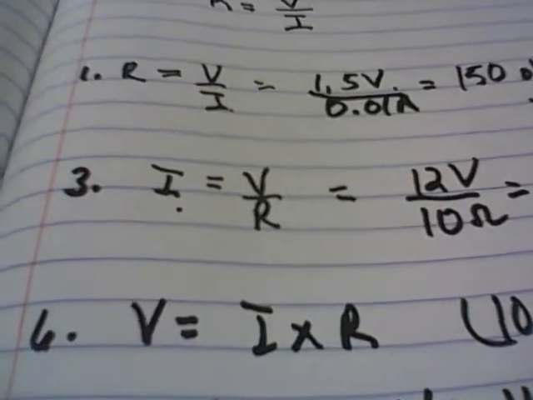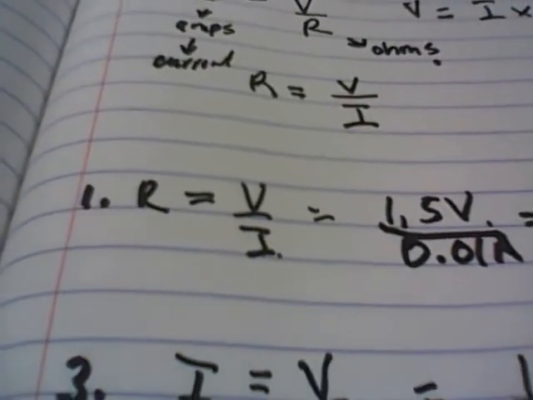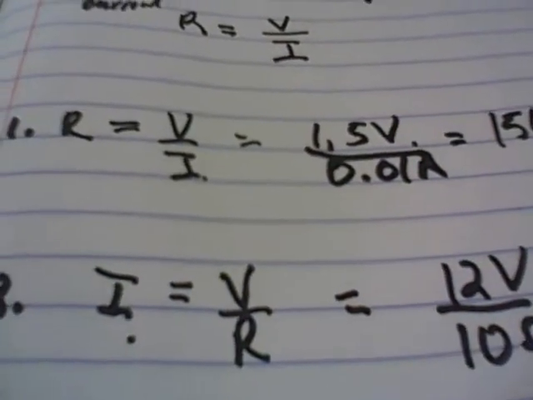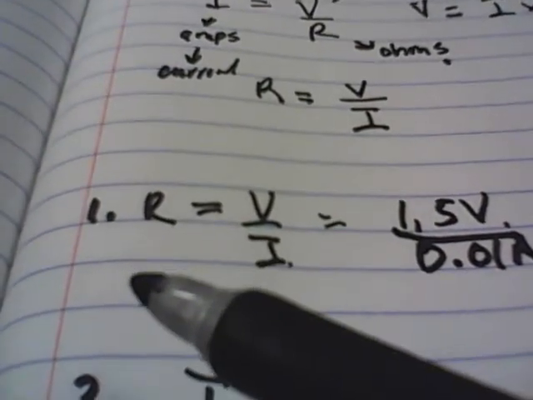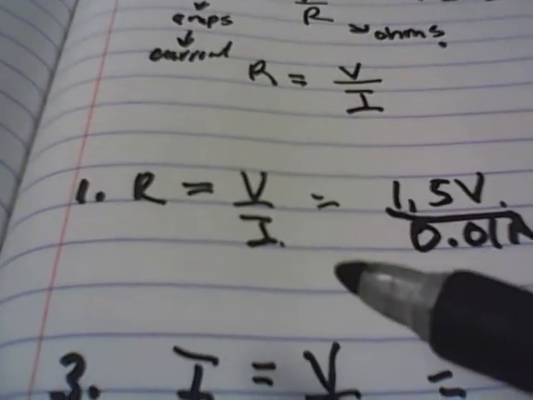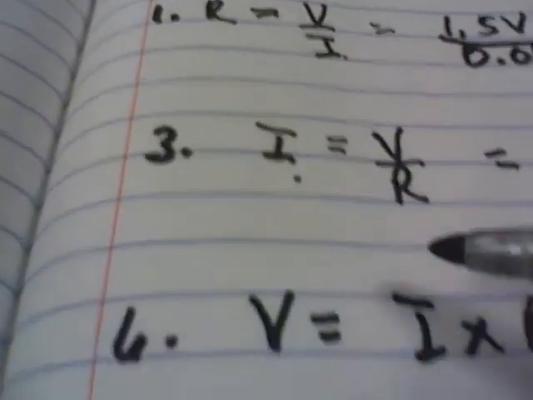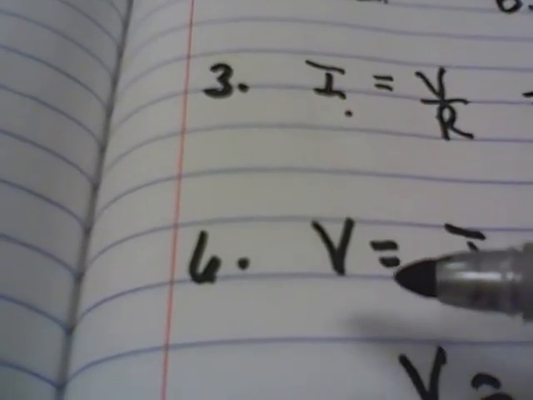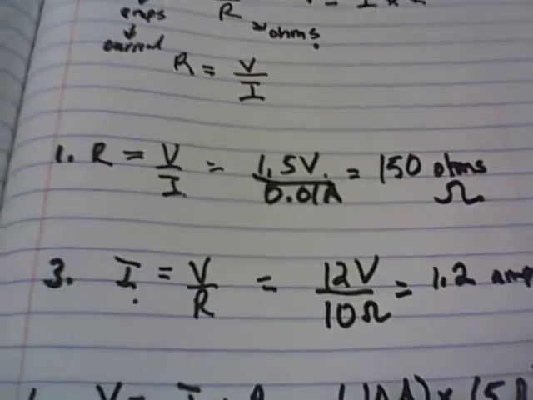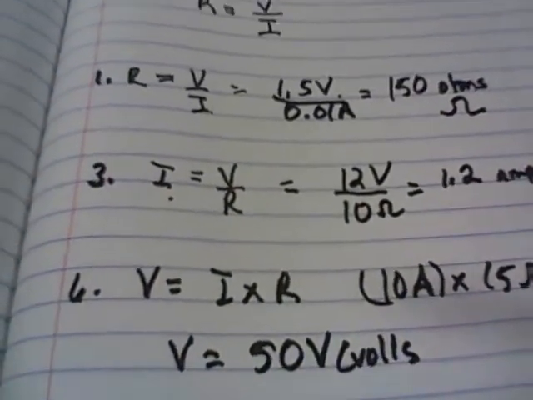So I've just given you 3 examples for all of the equations for Ohm's law. For resistance, you have R equals V over I. For current, you have I equals V over R. And then for voltage, you have V equals I times R. And so then I've shown you how to work out each problem.